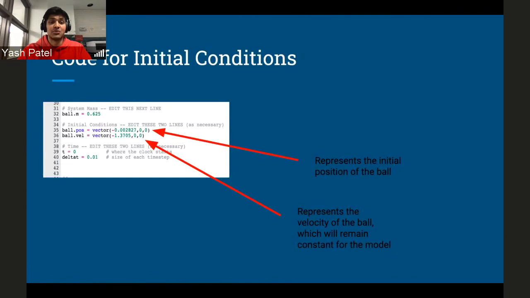This is my code for the initial conditions. ball.pos is equal to a vector with negative 0.002827, and this represents the initial position of the ball. Then ball.vel represents the velocity of the ball, which is negative 1.3705 meters per second. This will remain constant throughout the model because we are testing constant velocity.